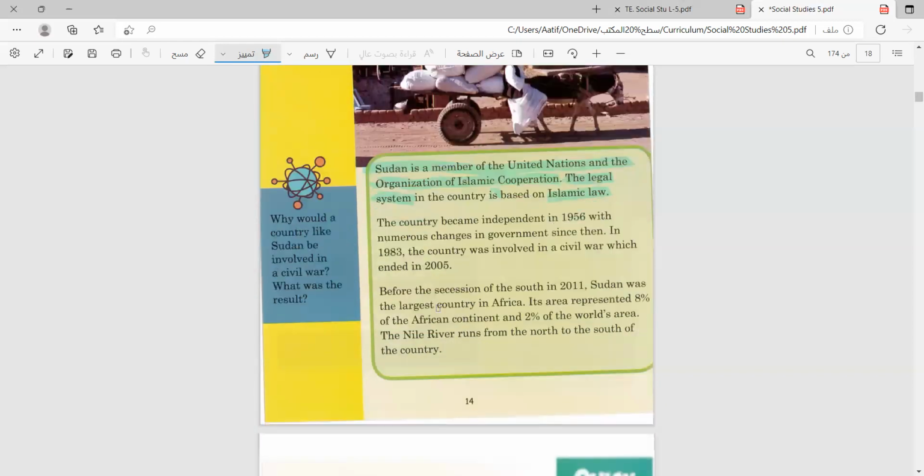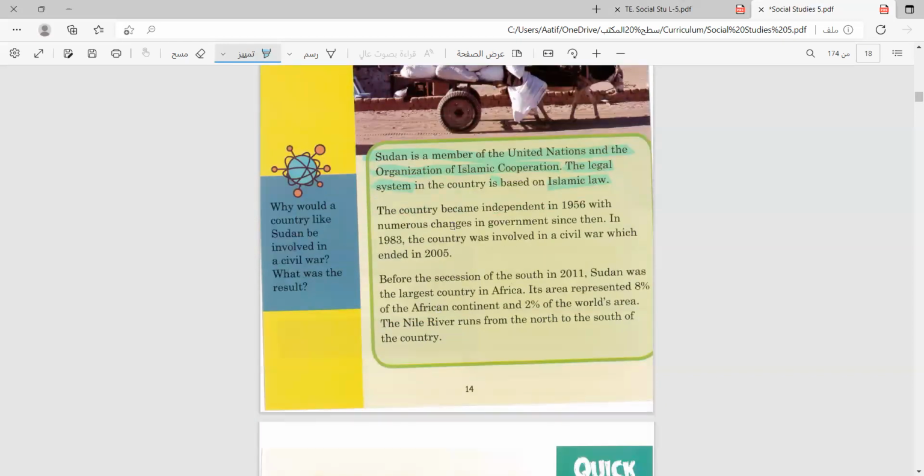The country became independent in 1956 with numerous changes in government. Since 1983, the country was involved in a civil war, which ended in 2015. Last point, guys, before the secession of the South in 2012, Sudan was the largest country in Africa. Its area represented 8% of the African continent and 2% of the world's area. So it is a very big country and it produces so many goods.